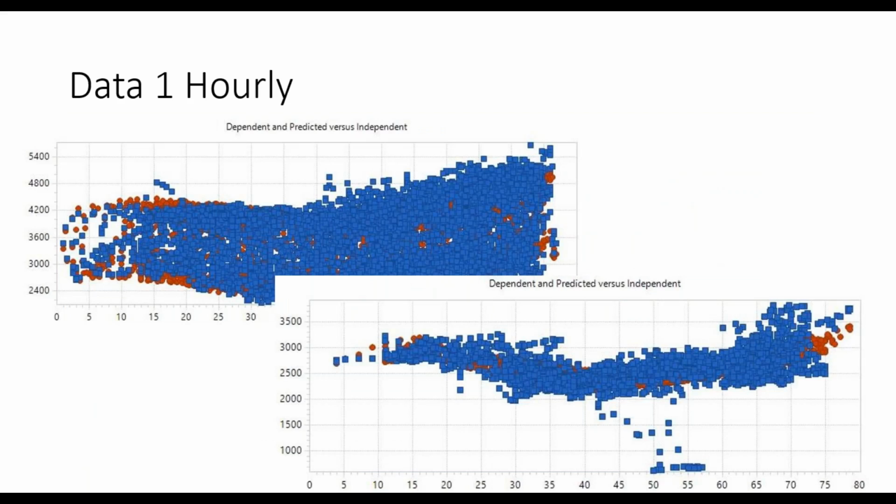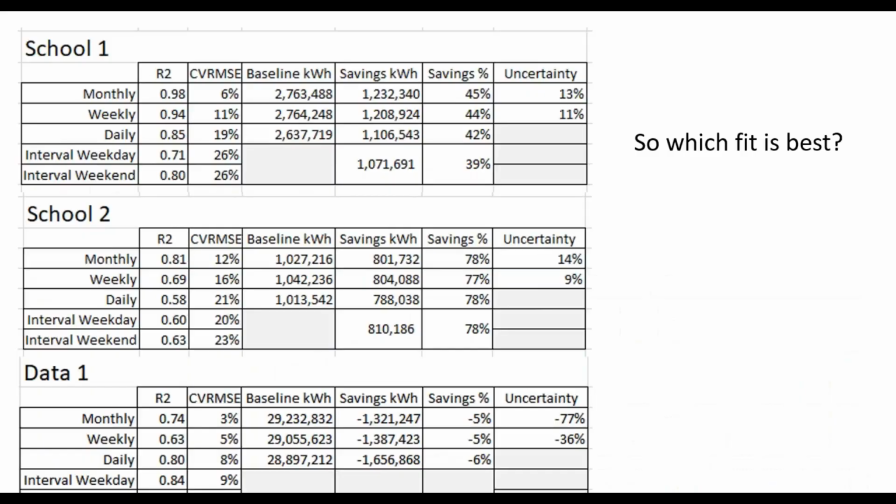Hourly, and wow, and then okay, so let's go on to the next one. I think the next one is a table of results. So let's look at all this. School one, you can see that the R squareds get worse. The CVRMSEs get worse. School two, it's the same, and school three, not the same. In school three, the R squareds actually got better, and the CVRMSEs got worse.